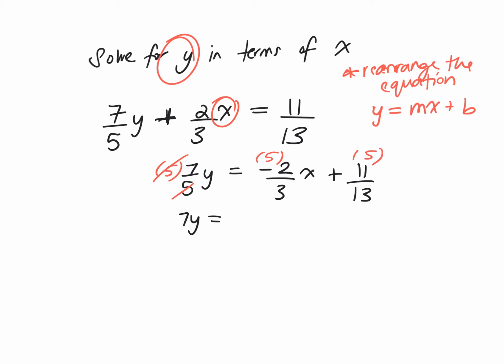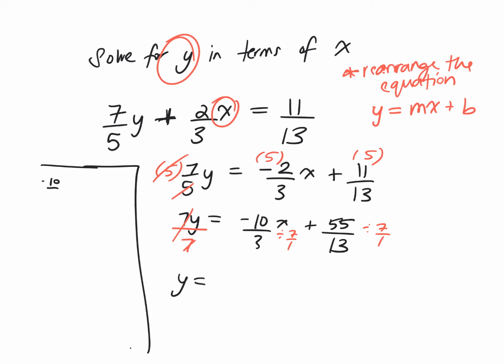I'm left with 7y equals negative 10 over 3x plus 55 over 13, but then I need to make it equal to y. So I have to divide everything by 7. So y is equal to negative 10 over 3 times 1 over 7. Do you see what I'm doing here? I'm doing that because I'm trying to isolate y. 10 over 21, so negative 10 over 21x.